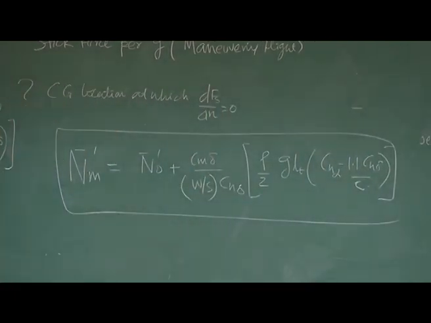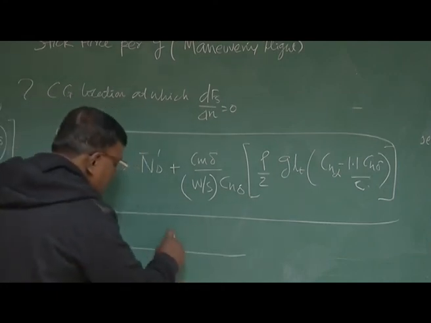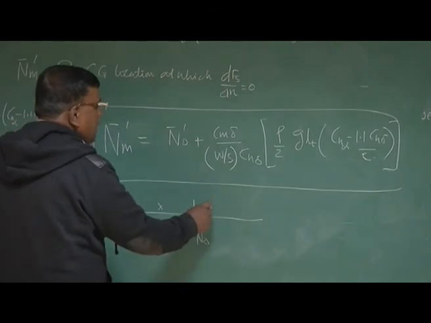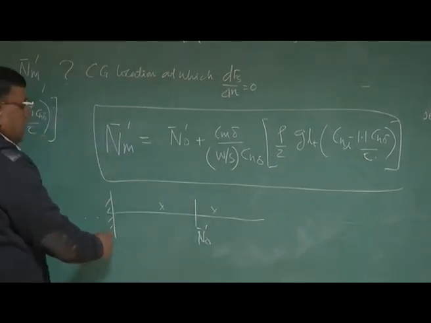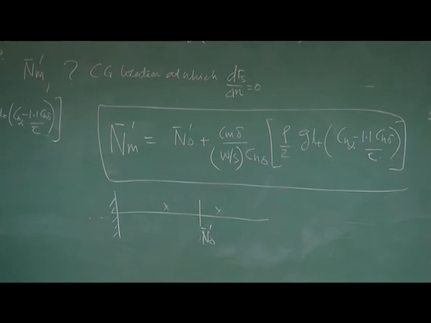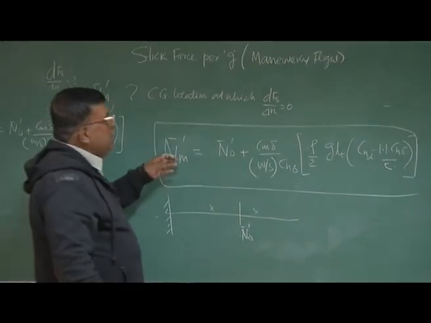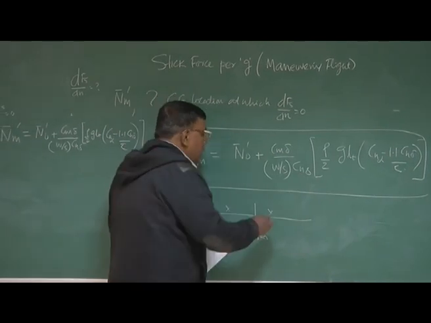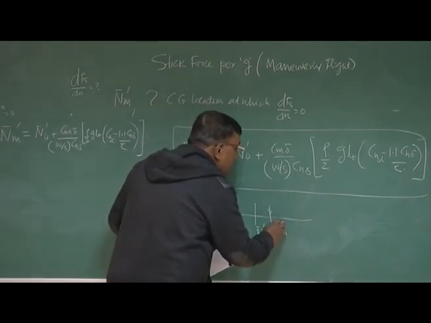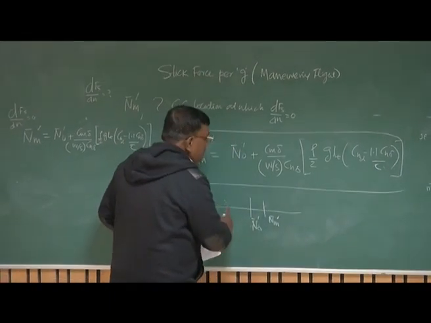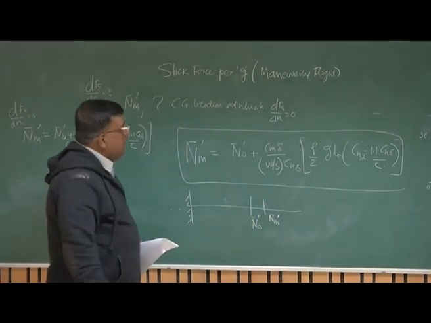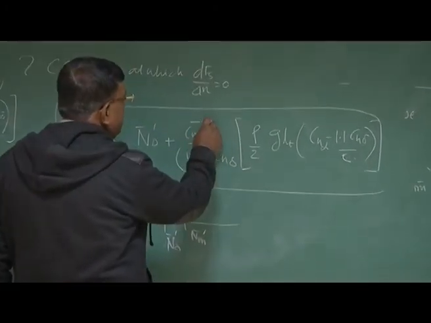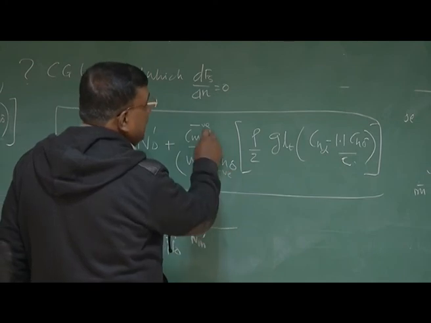Now, if I ask you a question, if this is the stick free neutral point, Nm prime will be here, or will be here if I am measuring from this case. One obvious way of answering this question is, during maneuver the aircraft becomes more stable, so Nm prime should be somewhere here. It is more stable, so you can travel the CG more. And now if you check from the expression, you see this is negative, this is negative, so negative is positive.